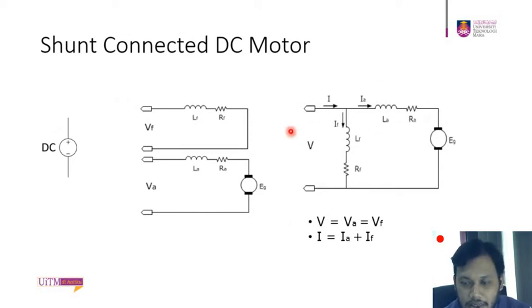On the right, you can see the shunt-connected DC motor, where your field circuit and your armature circuit are connected in parallel. You only have one source, compared to the separately excited motor. For that, your armature voltage and field voltage are the same, and the input current is equal to IA plus IF.